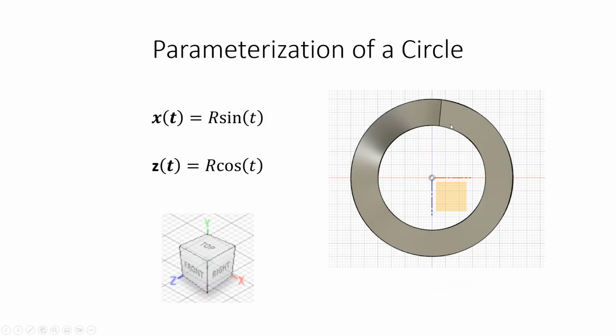So now if we take this back to our wave spring, we can generally parameterize this as x of t is equal to the radius times sine of t, and z of t is equal to the radius times cosine of t. Here we're using x and z because in Fusion we were looking from the top down at our xz plane.